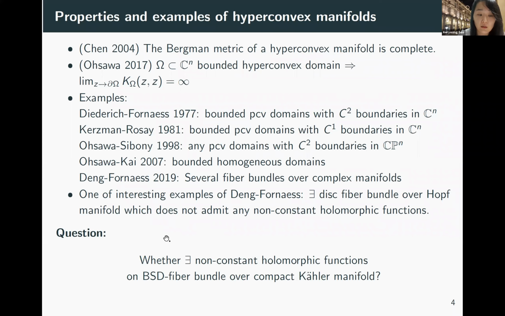So here is my question. If the base manifold is a compact Kähler manifold, and if the fiber is a bounded symmetric domain, then whether there exists a non-constant holomorphic function. And Seung-jae Lee and I studied this for the simplest case.